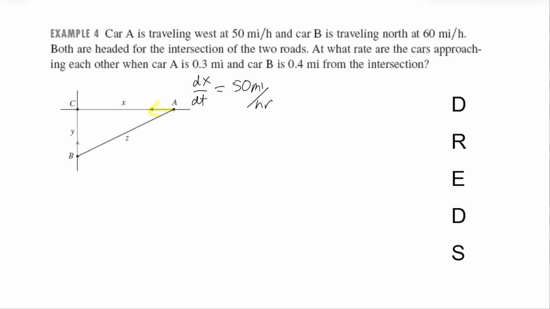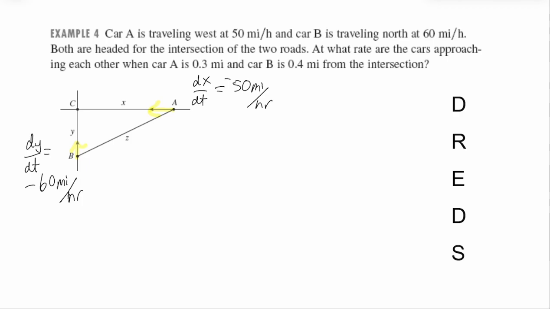So car A is heading west to the intersection. Car B is heading north to the intersection. And then dy/dt is 60 miles per hour. But both of those distances are getting closer and closer to that intersection, so let's make them negative to imply that the distance is getting smaller. Make sure that you include that negative. I always forget that initially, but okay.